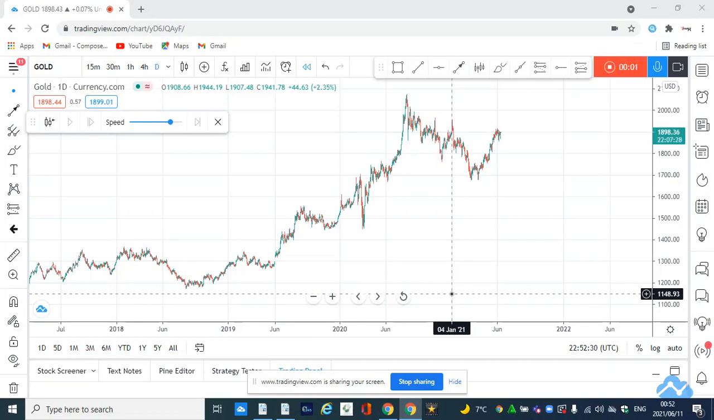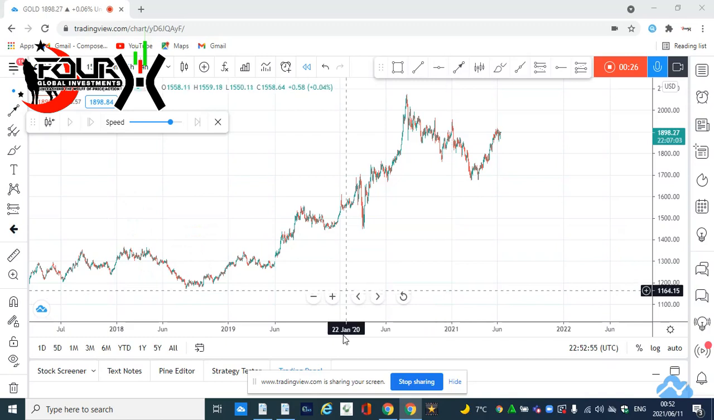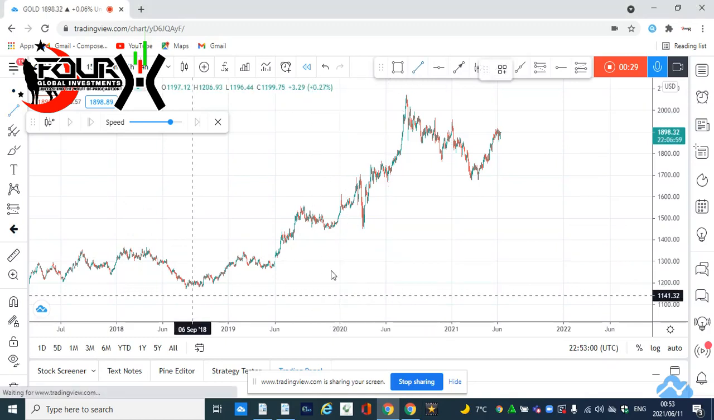Yes guys, now we're going to apply the multi-time frame analysis. We're going to start from a higher time frame and analyze down to the lowest time frame that we're going to be using. Here we're going to be able to identify structures, and then identify structures in structures. So guys, be very attentive because this is very important.